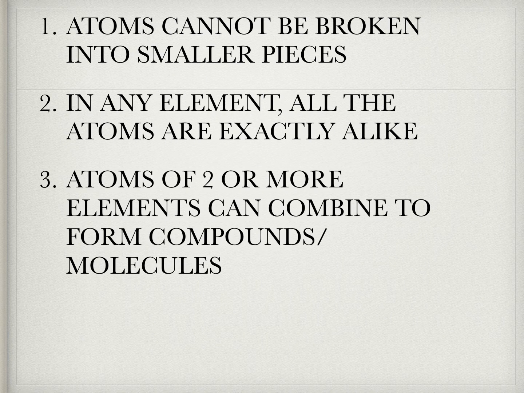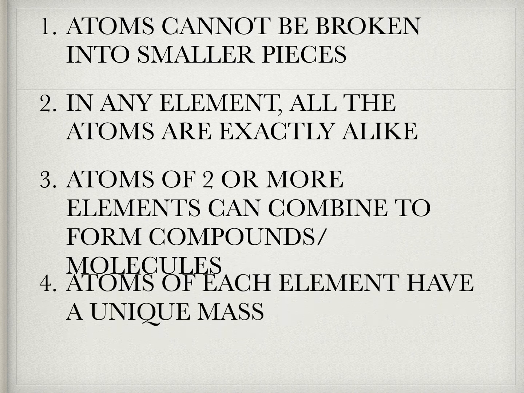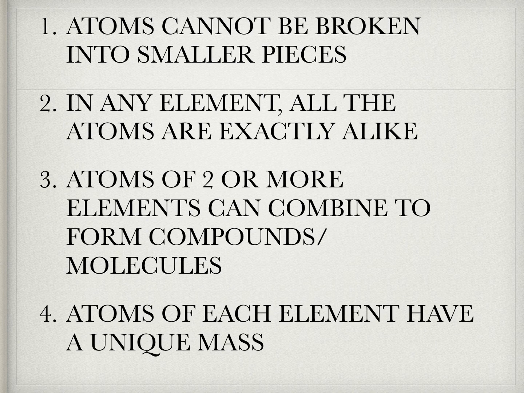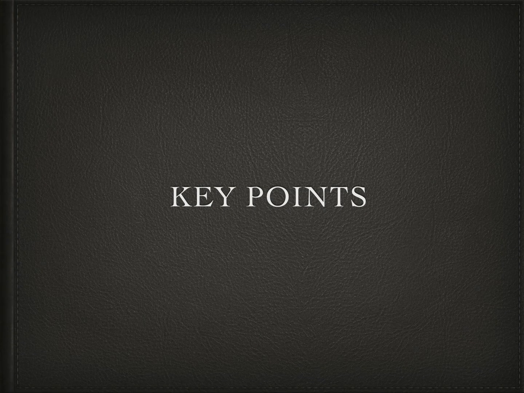The next one says 2 or more elements can combine. These elements can be the same element or different elements, and they can form compounds and molecules. This is what we see in the world all around us in a variety of ways, shapes, and forms. The last one goes back to the periodic table again, and it's saying atoms of each element have a unique mass. If you look at the periodic table, each element on there has an atomic mass, and they all have a unique one.